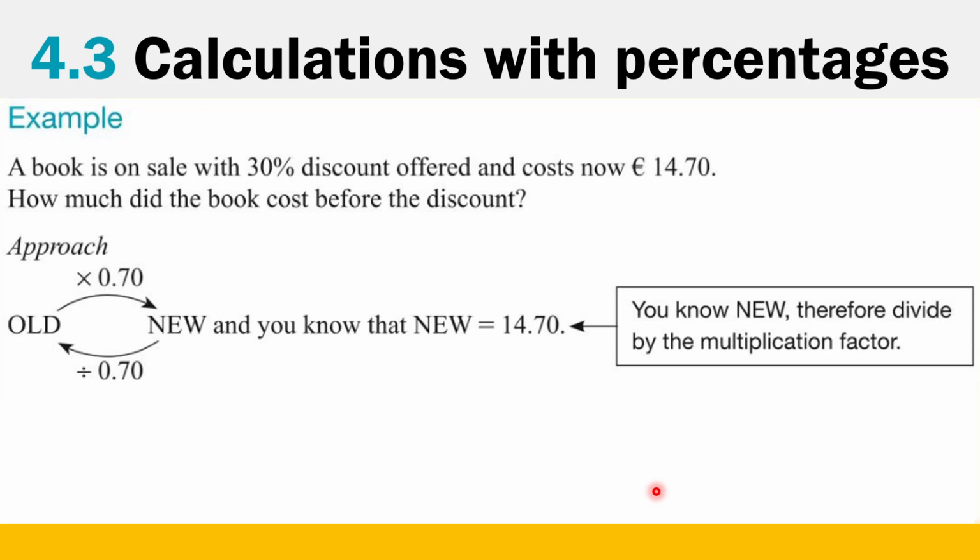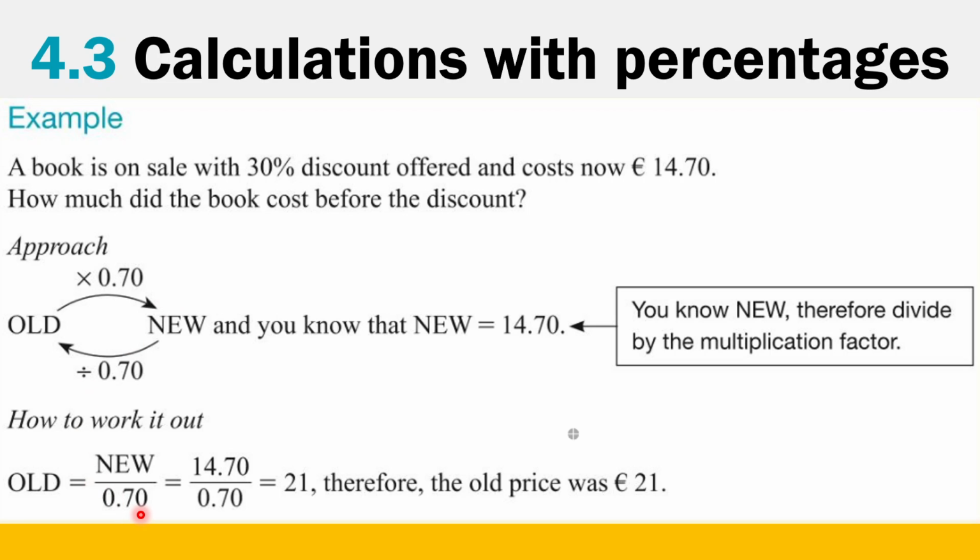So what you first do, and of course you don't have to write this down every time, this helps, but this is not a calculation that you have to write down. The multiplication factor I do want you to write down, right? 100 minus 30 is 70% divided by 100. So the multiplication factor is 0.70. I know new, I want old, so I have to do old equals new divided by 0.70. Calculate this and I find the perfect number 21. Therefore, the old price was 21 euros.